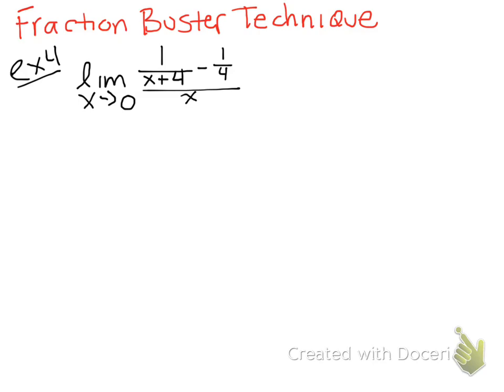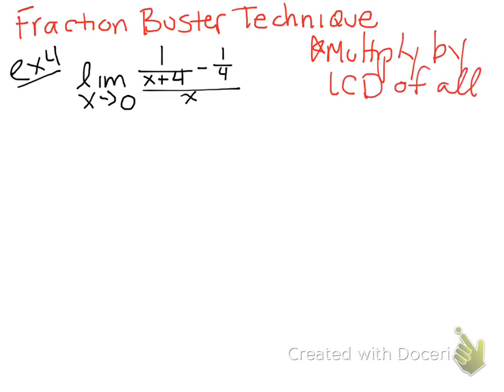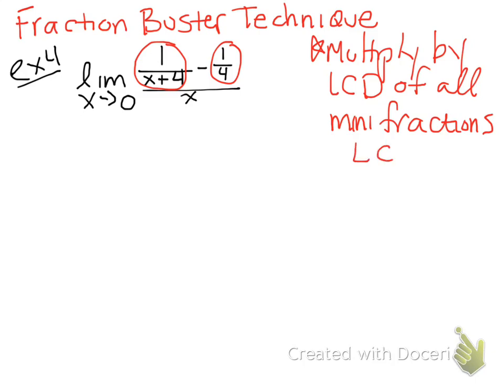So we're going to multiply by the LCD of all the mini fractions. Depending on the problem, you might have 1, 2, even 3 fractions within. In this one we have our 2 that are on the top here and here. So our least common denominator is going to be 4 times x plus 4, because we have 2 separate fractions, you multiply their denominators together.